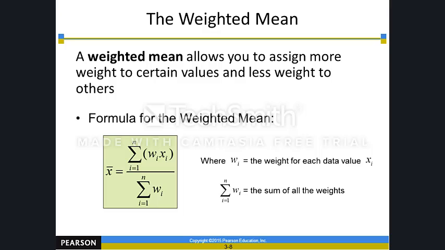There's also what we call a weighted mean. It allows us to assign more weight to certain values and less weight to others. An example of weighted mean is how you calculate your GPA. You have your weights and then you have your grades. So if you are calculating your GPA, you have your A, B, C, D, right? And then how many A's do you have? How many B's do you have? How many C's do you have?